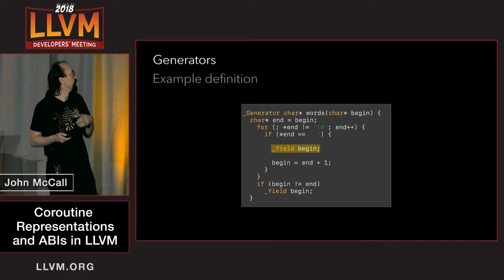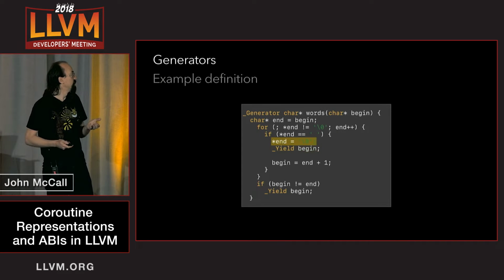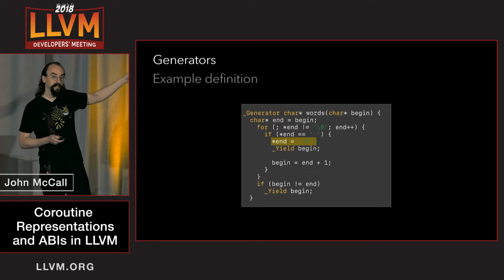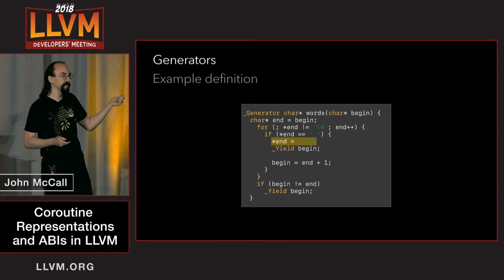So for example, this needs to return a C string. C strings have to be null terminated in order to be correct, so we need to write that null terminator into the string. This is the string that we were passed in. Doing that modifies the original string. We don't necessarily want that.